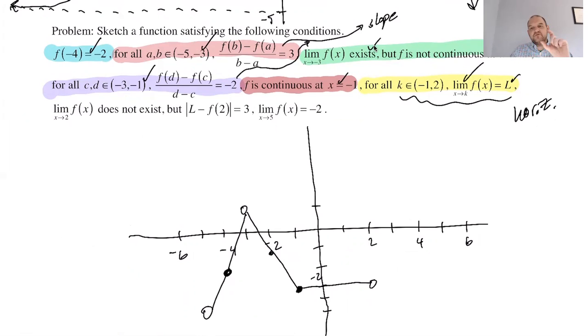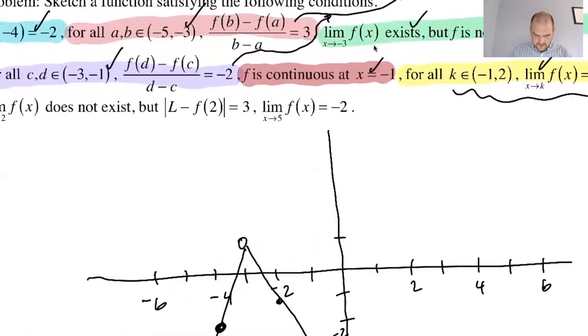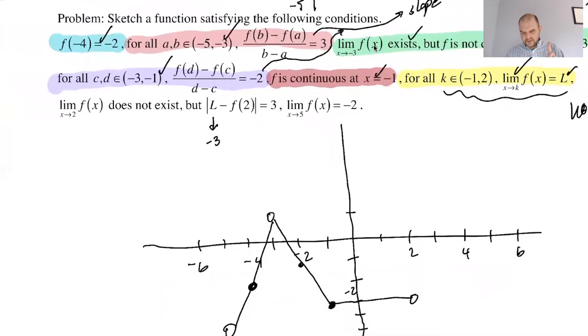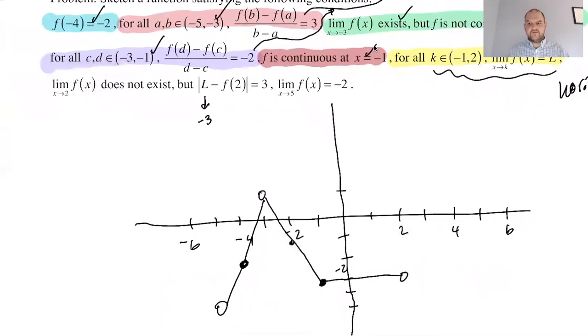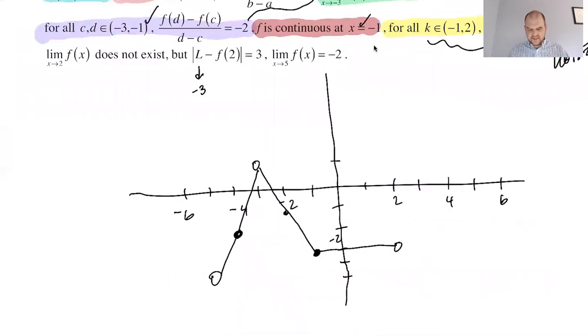But the absolute value of the difference between L, so L we now know is -3. So we've worked out that this is -3, specifically because the function's continuous at x equals -1. That's how we work that out. If the limit didn't exist at -1, then that could have been anywhere. But since it's continuous at -1, it had to be -3. All right. This is just telling me the distance between -3 and f of 2 is 3.